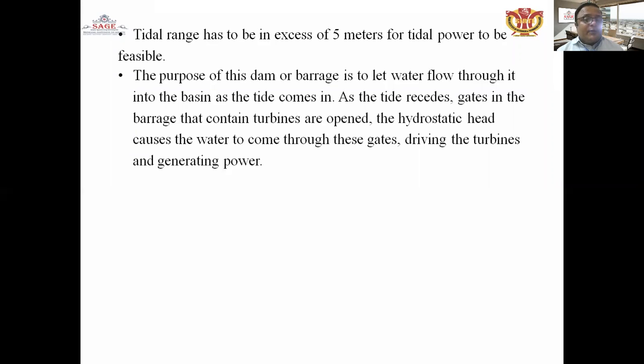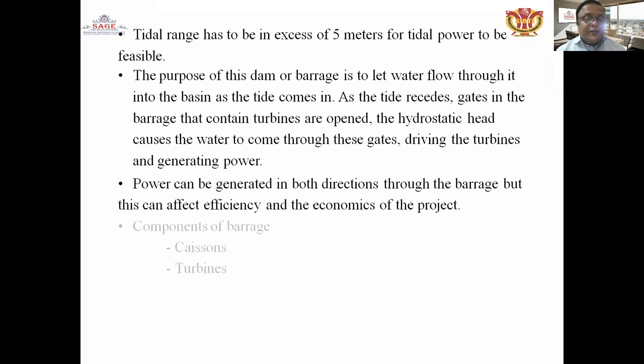So the tidal range has to be in excess of 5 meters for tidal power to be viable. The purpose of this dam or barrage is to let water flow through it into the basin as the tide comes in. As the tide comes in, gates in the barriers that contain turbines are opened. The hydrostatic head causes the water to flow through these gates, driving the turbines and generating power.